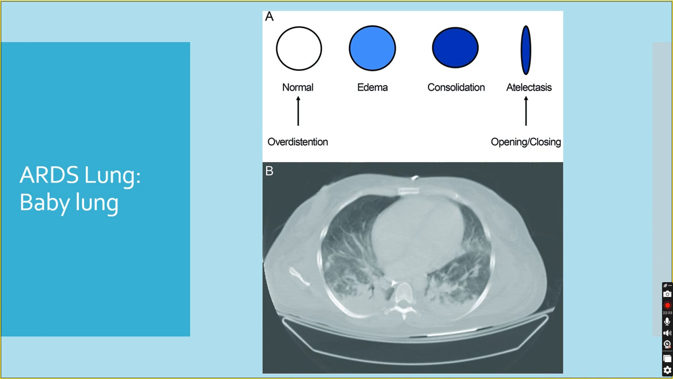So for this baby lung concept, we give low tidal volume to ventilate the normal lung. We don't want to push more air or tidal volume into a lung which is consolidated. That was the concept called the baby lung concept, and it is proven that if we ventilate with low tidal volume, 6 ml or less than 6 ml per kg of predicted body weight, a patient may do better. Next slide.